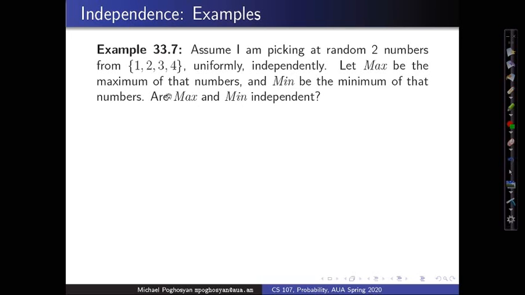And the problem is asking, are max and min independent or not? So to check that, I need to construct the joint PMF for max and min to solve this problem. So let me do that.